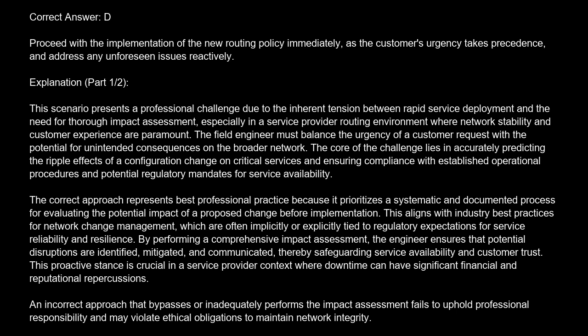need for thorough impact assessment, especially in a service provider routing environment where network stability and customer experience are paramount. The field engineer must balance the urgency of a customer request with the potential for unintended consequences on the broader network. The core of the challenge lies in accurately predicting the ripple effects of a configuration change on critical services and ensuring compliance with established operational procedures and potential regulatory mandates for service availability.